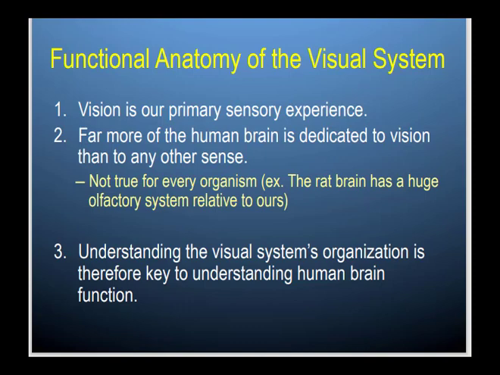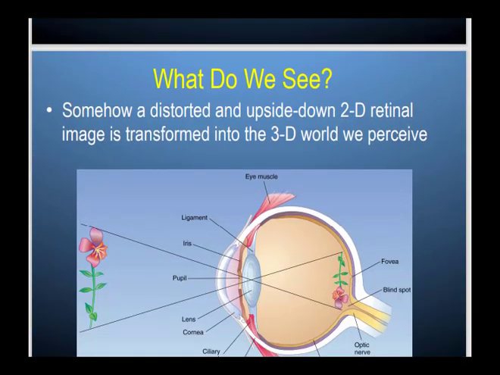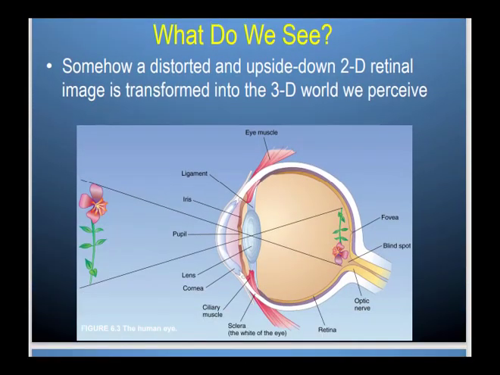So understanding the visual system's organization is going to be key to understanding not only how our brain works, but again, a lot of human behavior. So let's take a look at how we see things. We're going to start off by talking about how our basic organ that does the sensation part works. So what do we actually see?